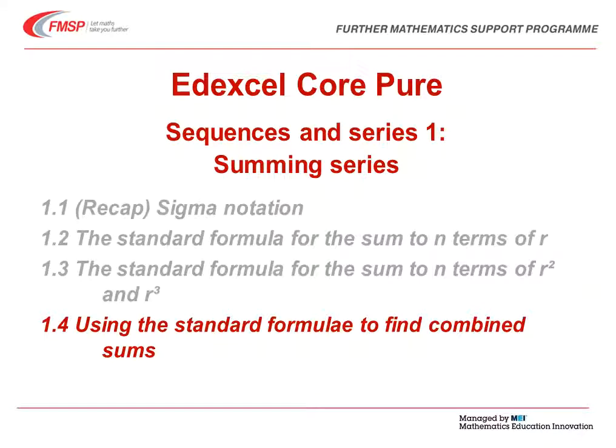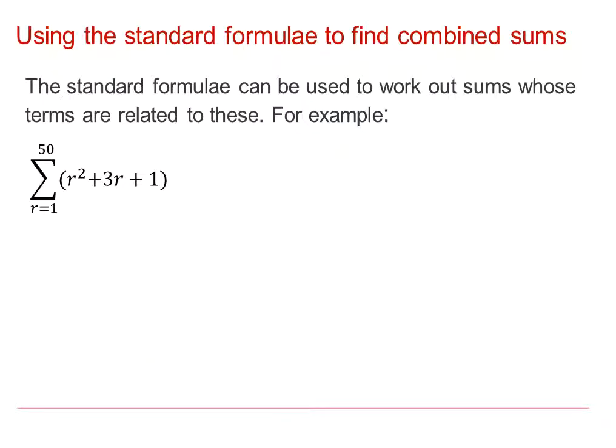EDX Core Pure, sequences in series 1, summing series, using the standard formula to find combined sums. We've previously looked at 3 standard formulae, and we can now use these to work out sums whose terms are related to these. For example, we can now find the sum of a term called r squared plus 3r plus 1 from r equals 1 to 50 using our standard formulae.